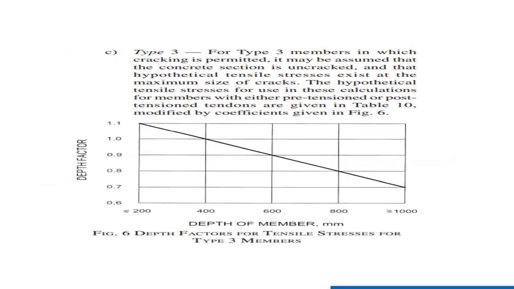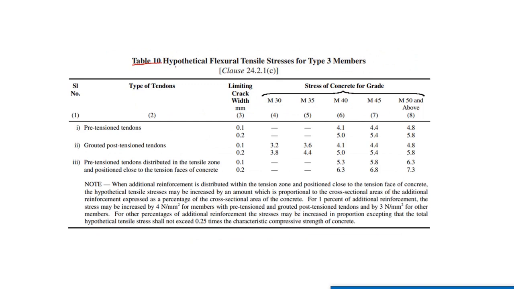So this is the clause regarding type 3 members in IS 1343 2012. This is on page number 36, clause 26.4.2. For type 3 members in which cracking is permitted, it may be assumed that the concrete section is uncracked and the hypothetical tensile stresses exist at the maximum size of cracks. Table 10 gives the value of hypothetical flexural tensile stress for the type 3 members.